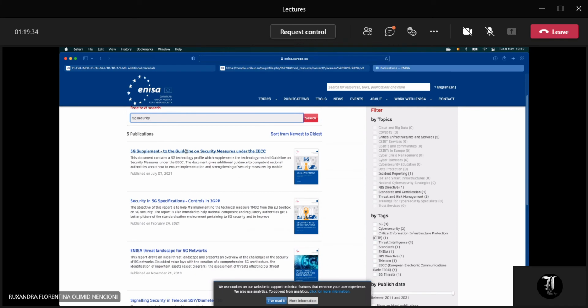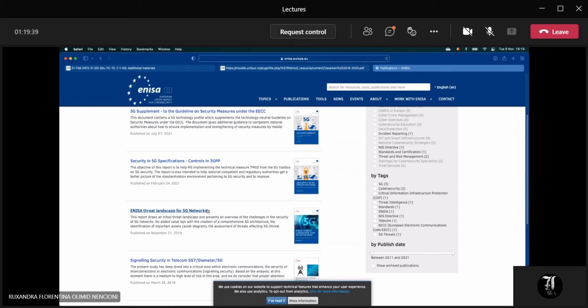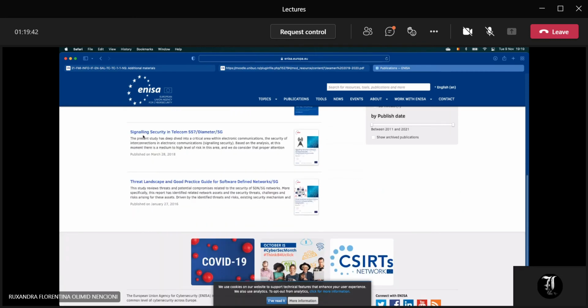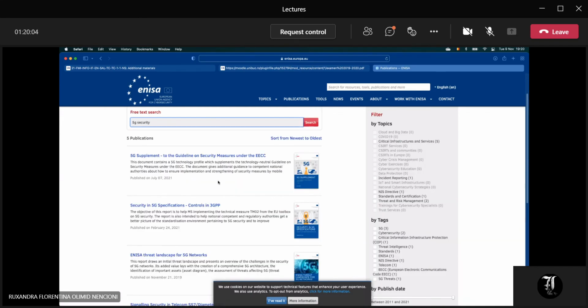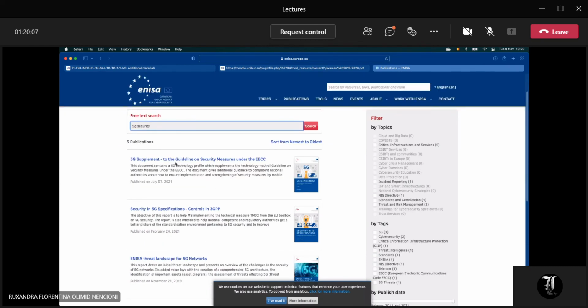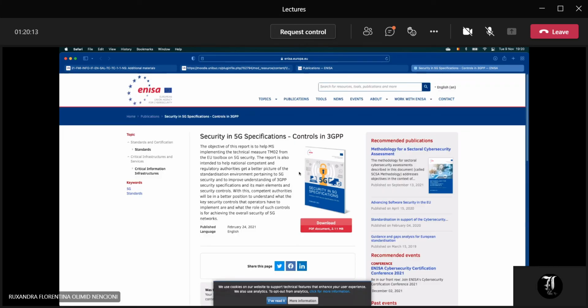So: 5G guide to security measures, security in 5G specifications, threat landscape for 5G networks, signaling security in telecom. Diameter, if you remember, I was saying it can be seen as the newer version of the RADIUS that we kind of studied for WPA, right? And some good practice for software-defined networks. What would software-defined networks be? I don't know if you did that for something else, probably not. So you can go to any of these, just like an idea.